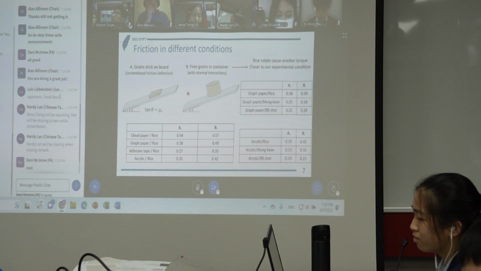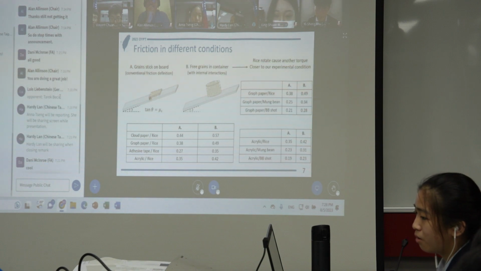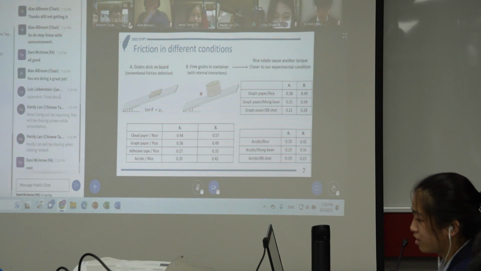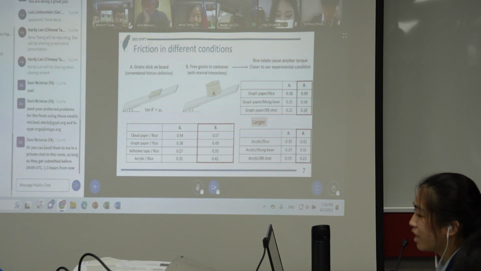And we have two measuring methods. The first one is a grain stuck on the board, which is the conventional friction definition. The other one is we put 3 grains in the container, so it has internal interaction. After our measuring, we found that the coefficient measured by the method of 3 grains in the container is always larger than using the first method. That's because it already considers the rice rotation. So the rice rotation will cause another torque, and it will cause a larger friction. So the coefficient that we measure will be larger.